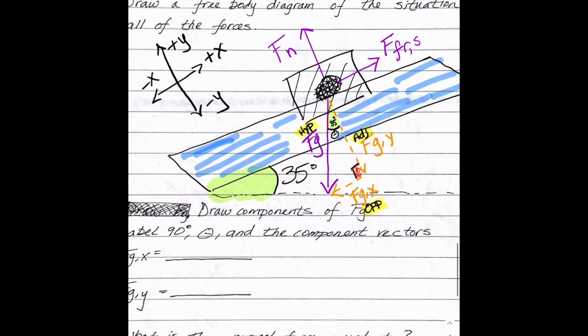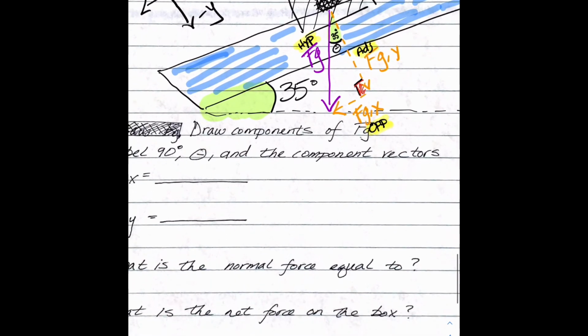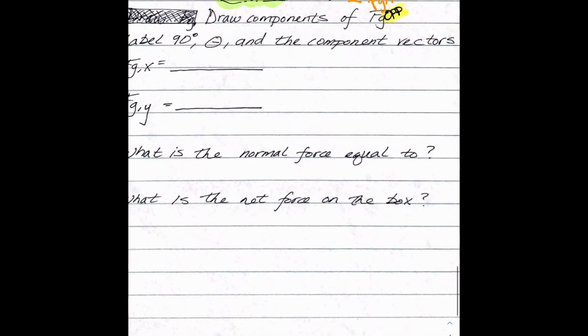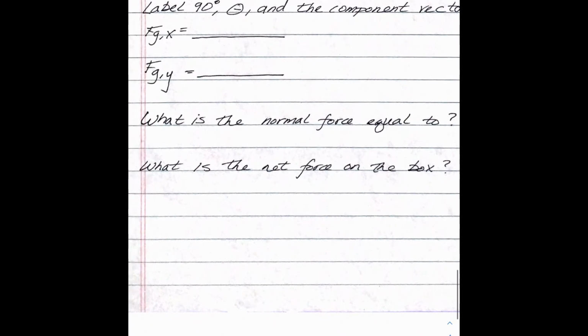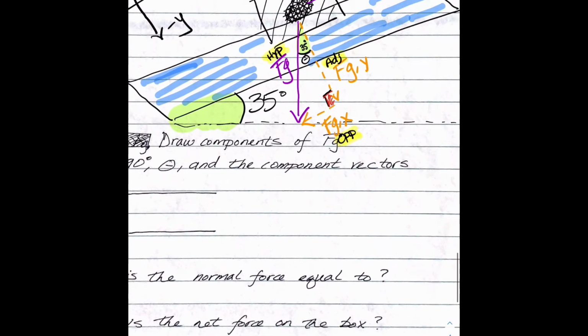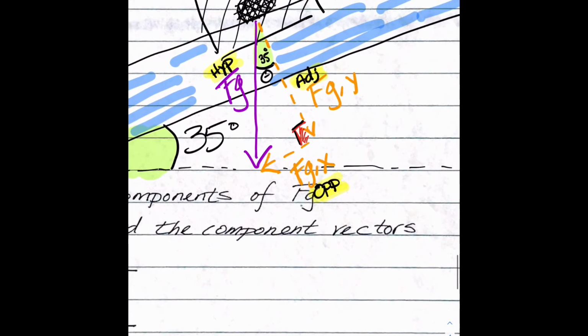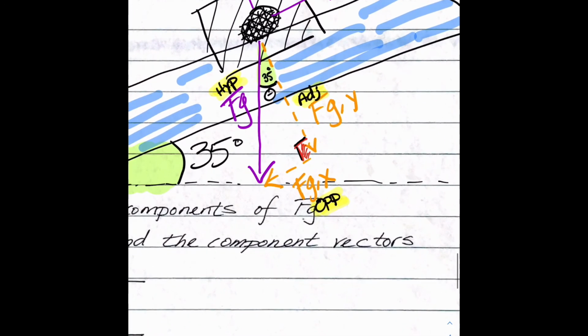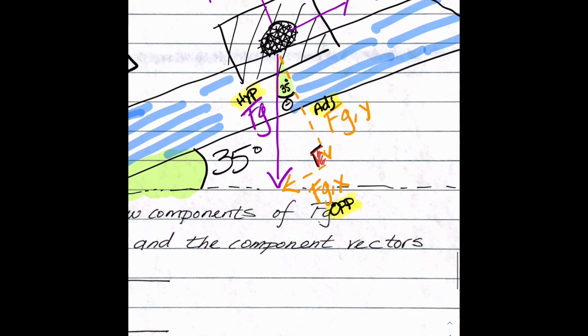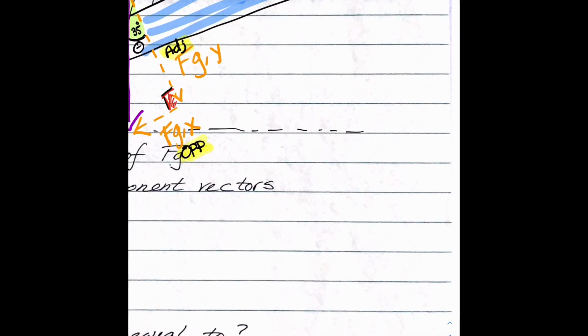So the next step here is they ask us to draw the components of FG, label 90 degrees, theta, and the component vectors, and then they say FG of X is equal to, and FG of Y is equal to. So we need to solve for FG, FGY, and FGX. I don't think we have to do much solving for FG. FG is always mg, which is a weight. So it's important to remember that when we say force gravity, FG, we mean a weight.